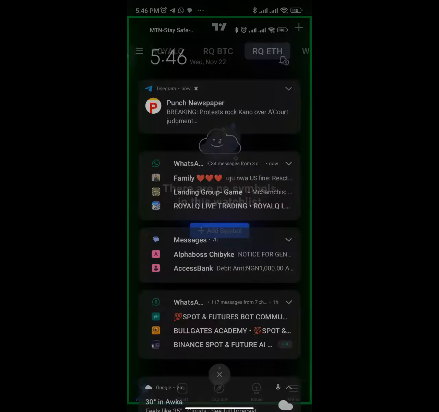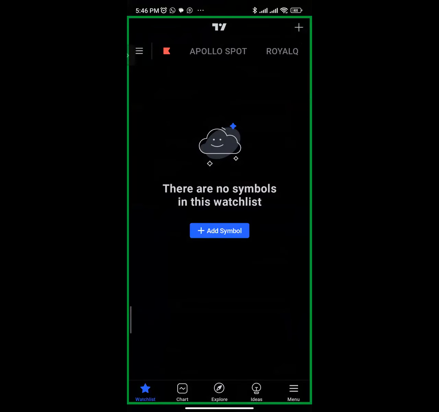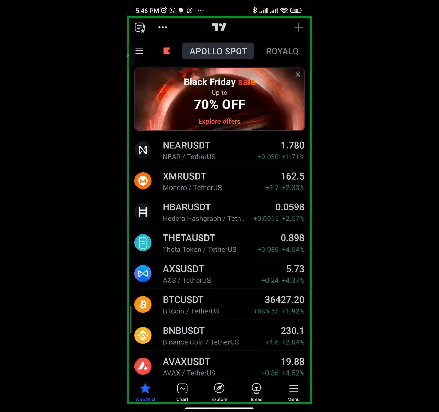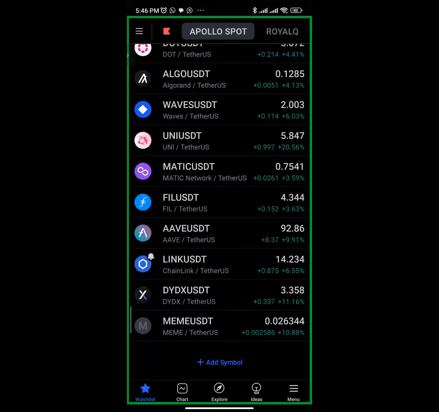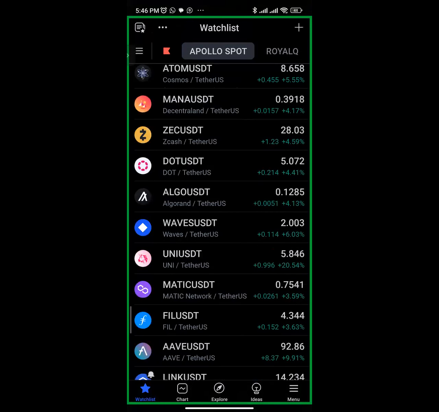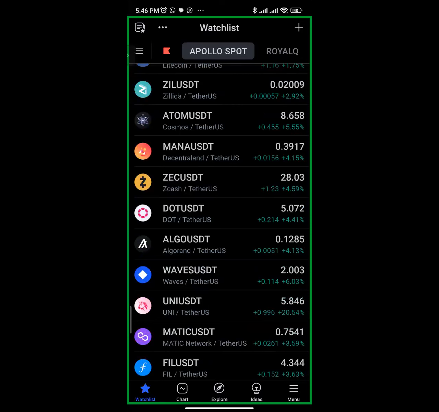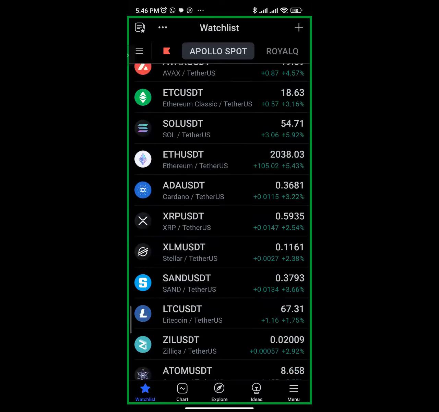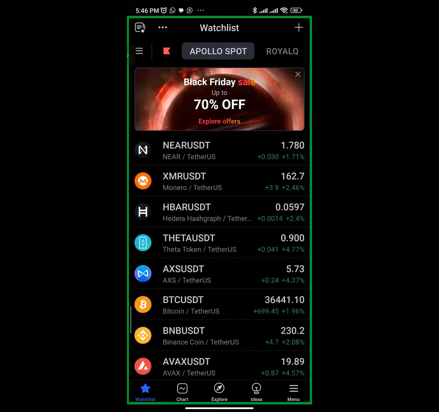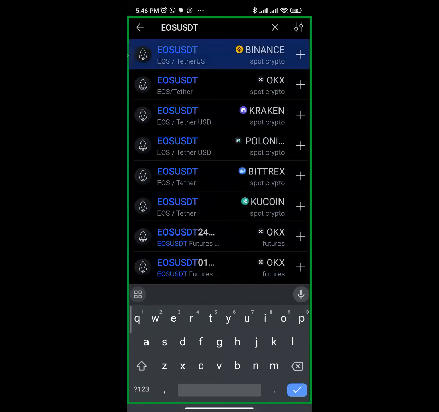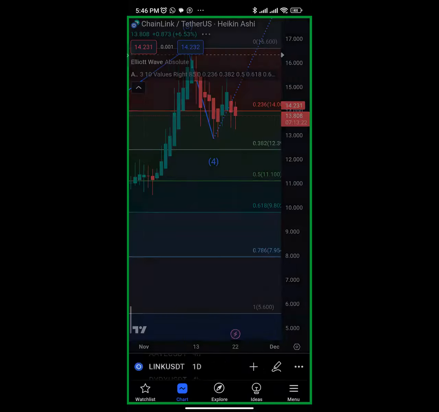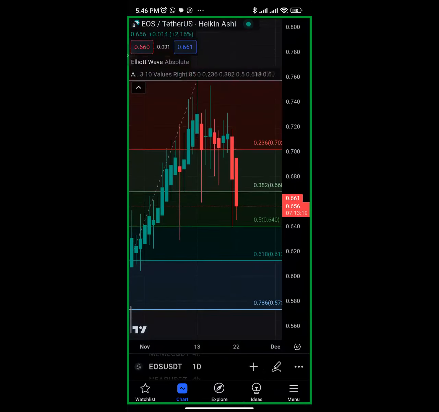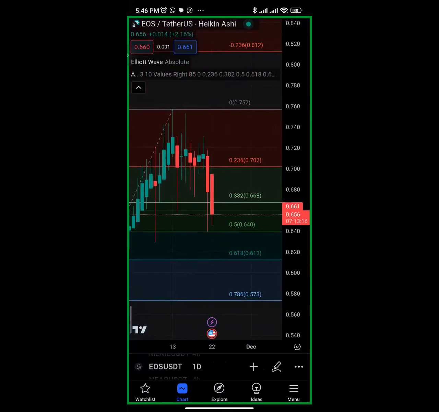Sorry. So this is my TradingView. I do my Apollo Spot. EOS. I don't know if I have EOS here. Okay, this is the TradingView, the charts, EOS. All right. This is TradingView. So what do I do here? I come here. Wow, this market is so beautiful.